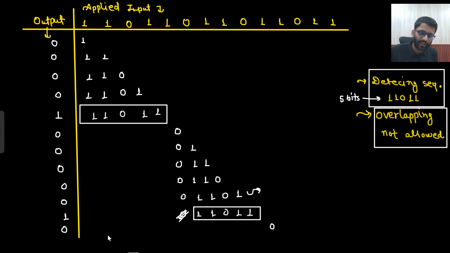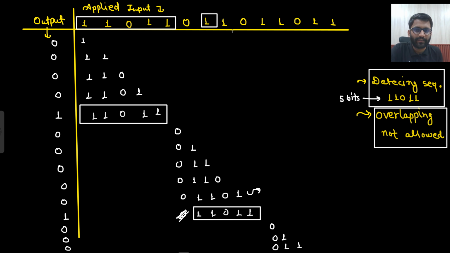Then 0 will come, again 0. After that 0 1 will come, again 0. Then 0 1 1 will come, again 0. So that's the output you are receiving. First 0, then 1, then 0 0 0 1 0 0 0. This is the case of overlapping not allowed. It detected this sequence, then it detected this sequence, so 2 times your output was 1.